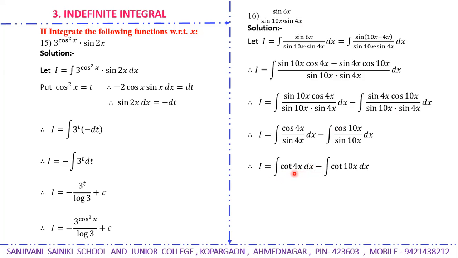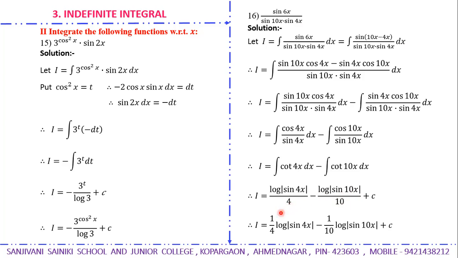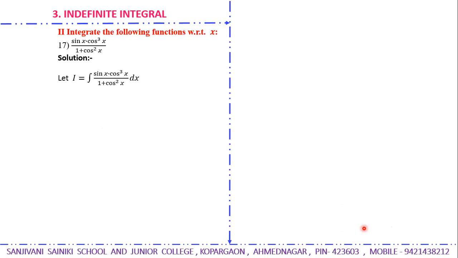Now what is the integral of cot theta? Integral of cot ax is log of sin ax upon a. So log of modulus of sin 4x upon 4 minus log of modulus of sin 10x upon 10. I can rewrite it as 1 upon 4 times log of modulus of sin 4x minus 1 upon 10 times log of modulus of sin 10x plus c.